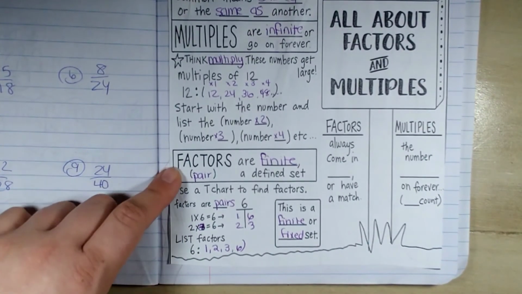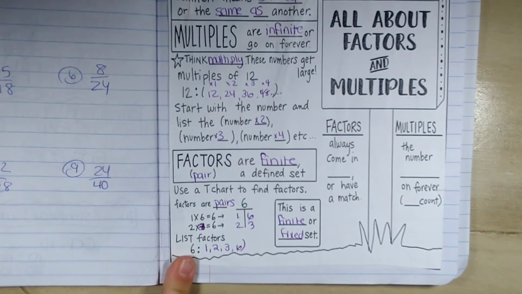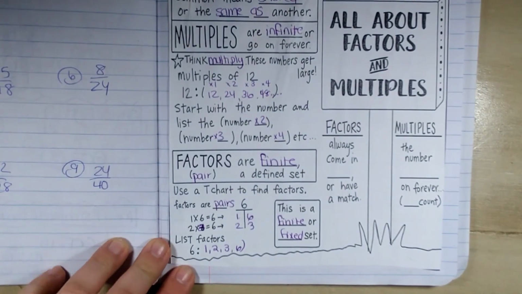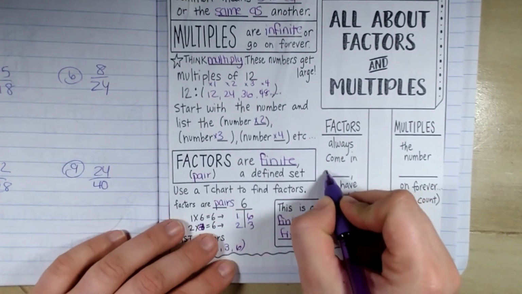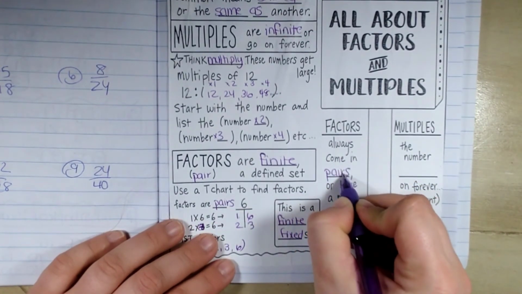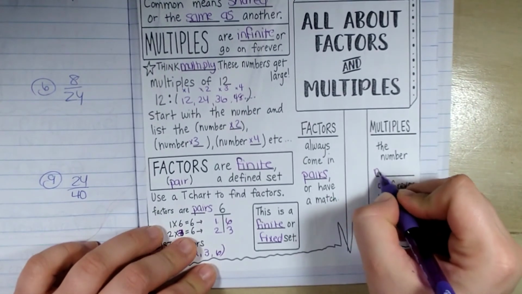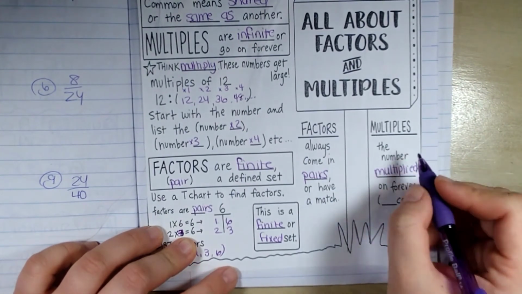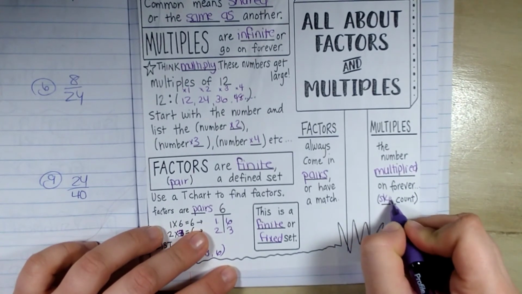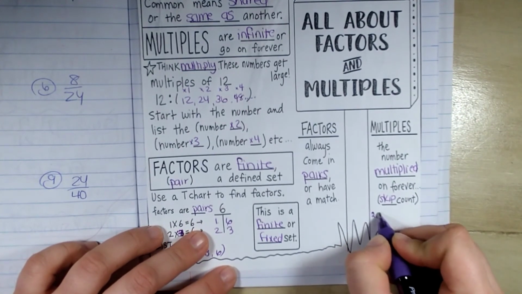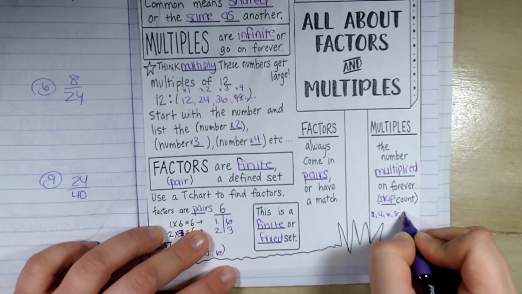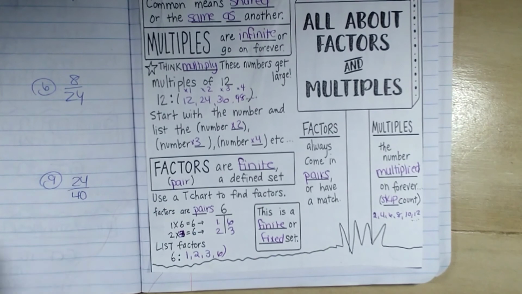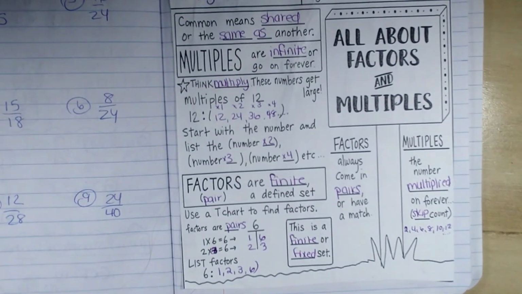So when we're doing greatest common factor, we use factors to find out how to simplify. Multiples we're going to be doing to find equivalent fractions. Factors always come in pairs or have a match. And the multiples are the number multiplied on forever and ever. You skip count. Like 2, 4, 6, 8, 10, 12, and so forth. Okay, so that's the difference between factors and multiples.